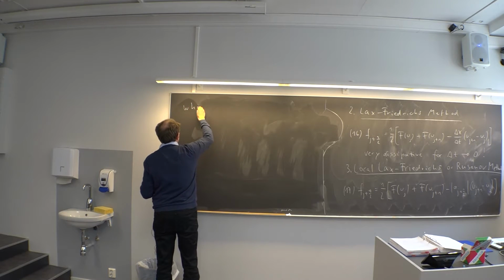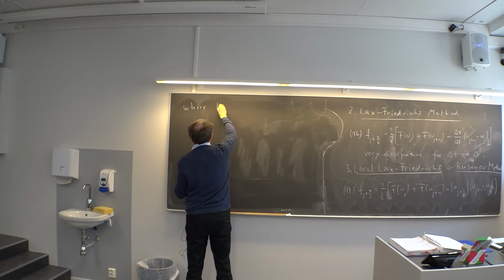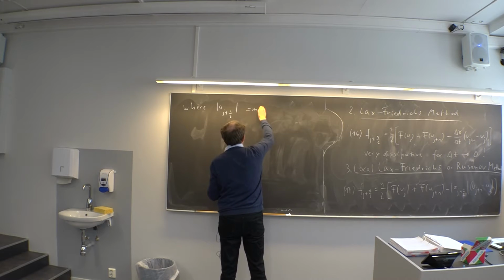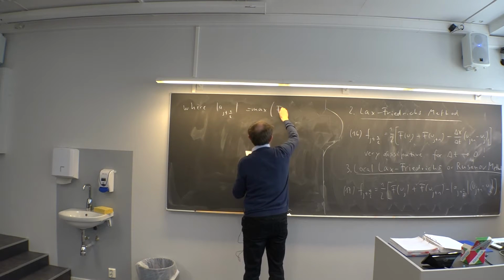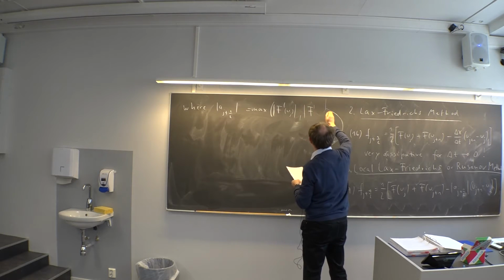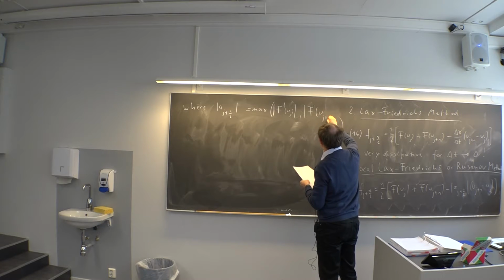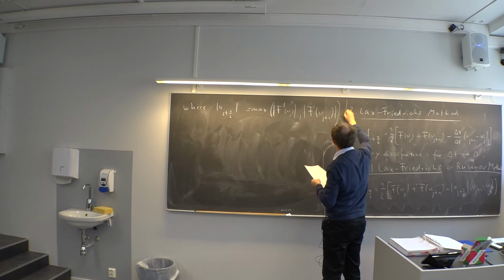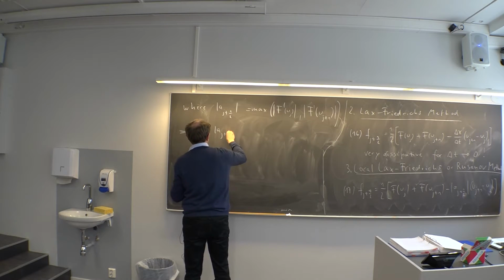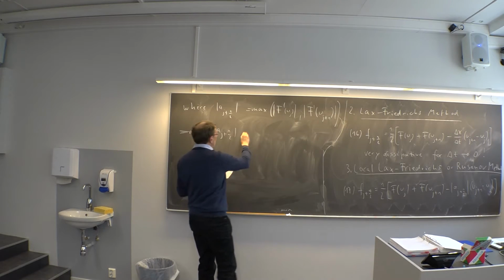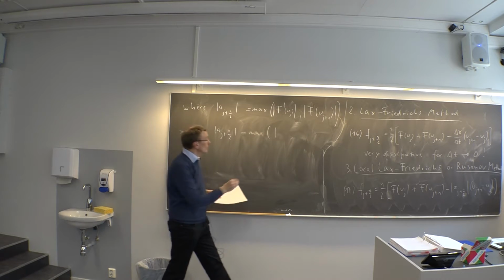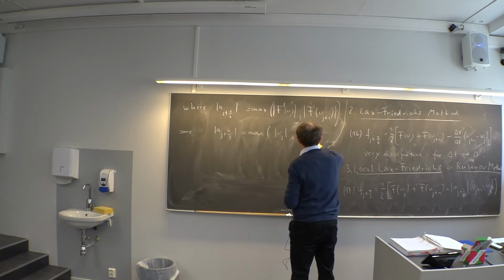Where, for the local Lax-Friedrichs or the Rusanov method, this particular characteristic speed entering the numerical flux function is the maximum of the modulus of the characteristic speed evaluated with u_j and the modulus of the characteristic speed evaluated with u_{j+1}. And that means that the characteristic speed entering the local Lax-Friedrichs or Rusanov method for the inviscid Burgers equation is then the maximum of the modulus of u_j and the modulus of u_{j+1}.